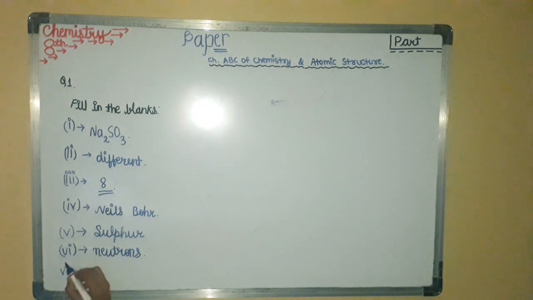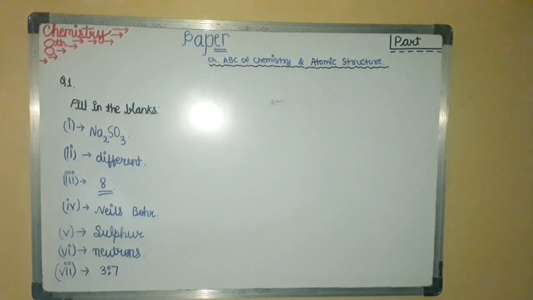Next question, 7th. The ratio between the neutrons in carbon and silicon is dash. So carbon and silicon's neutrons ratio is 3:7. By calculating you will get this answer, 3:7.